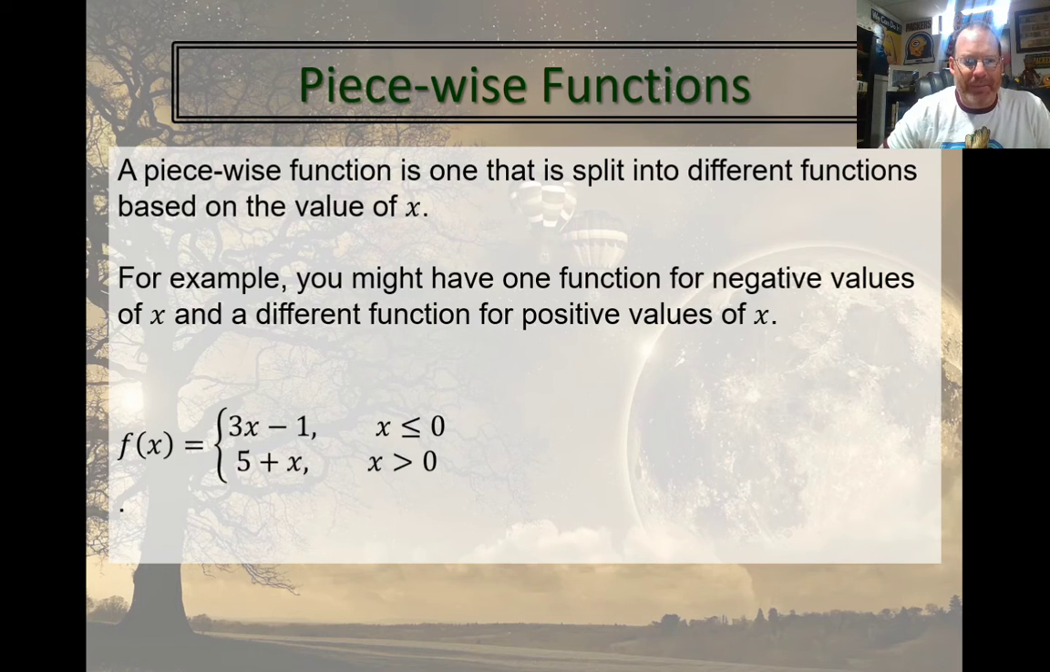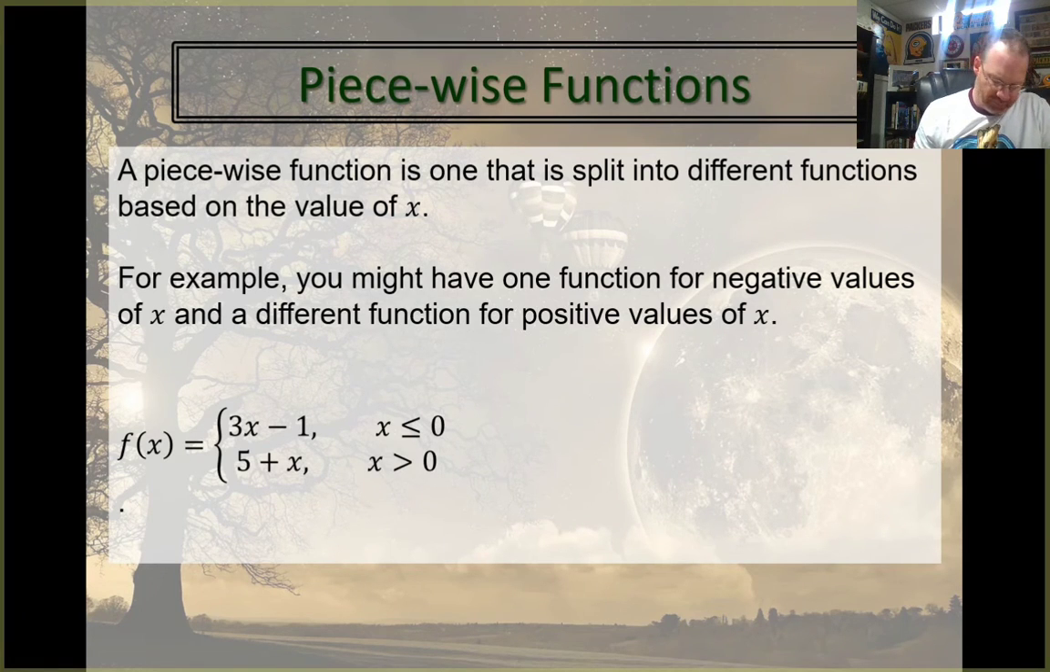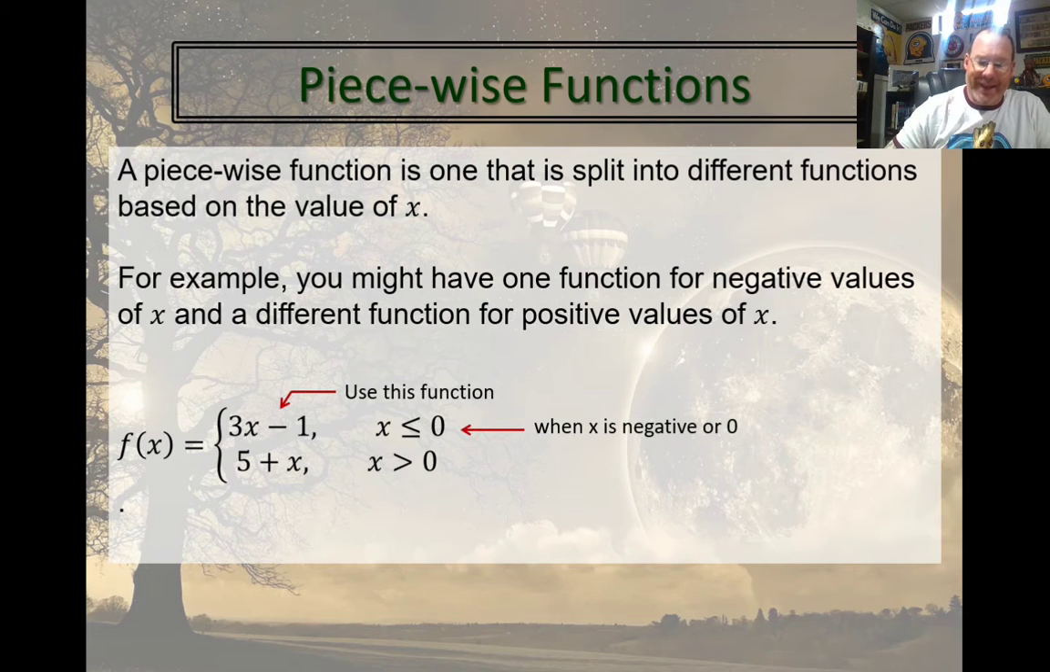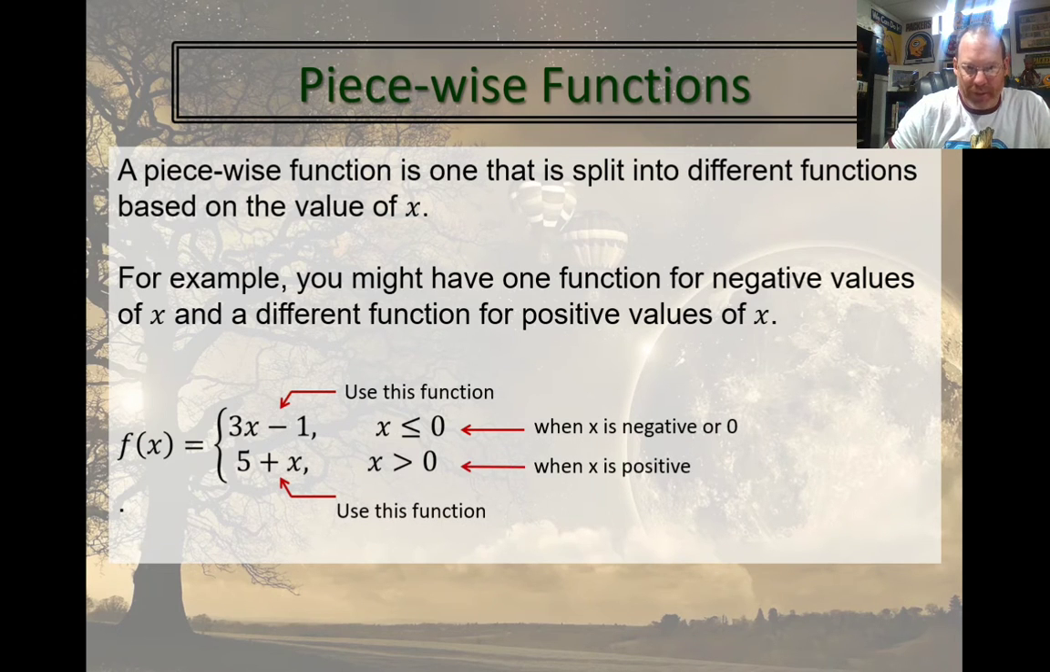All right, and here's an example. We have f of x, and that bracket means it's one function or the other, and to the right of that are the specific values of x. So what it means is use that function when x is negative or 0, and use the other function when x is positive or greater than 0.